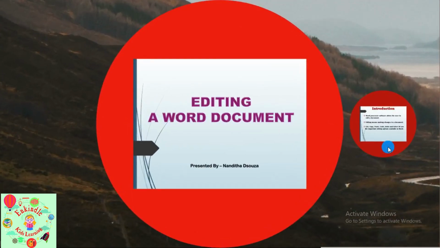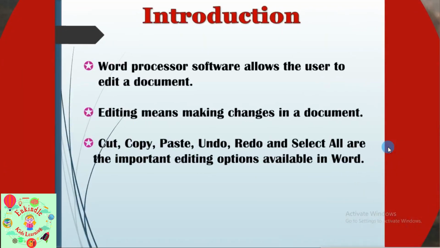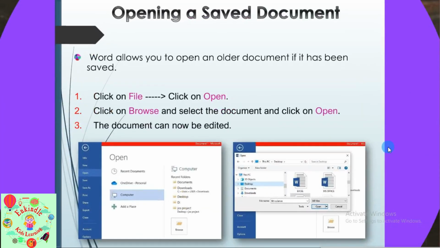So what did we study under editing a document? First, we saw that in the past typewriters were used to type documents. The text was typed directly on paper, which made it difficult to edit or correct mistakes. Word processor software allows the user to edit a document. Editing means making changes in a document. Cut, copy, paste, undo, redo and select all are the important editing options available in Word. Then we saw how to open a saved document. Click on File, then click on Open, then click on Browse and select the desired document which you want to open.